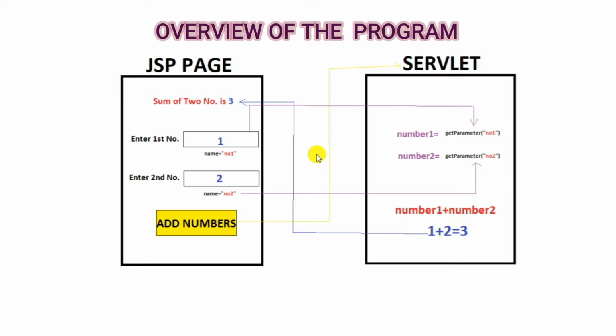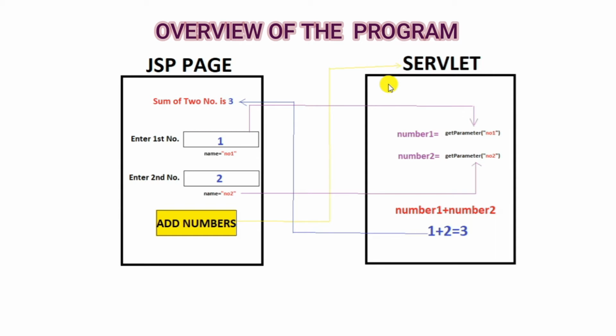And now let's try to understand how JSP and Servlet work together by taking a simple example: addition of two numbers using JSP and Servlet. We generally use JSP as the front end and Servlet as the back end, which performs our back end operation. So this is our JSP page, and these are input fields where the user will enter numbers to get the sum. Suppose the user entered 1 and 2, and now when he presses the add numbers button, our control will go to the Servlet, which will perform the addition operation.